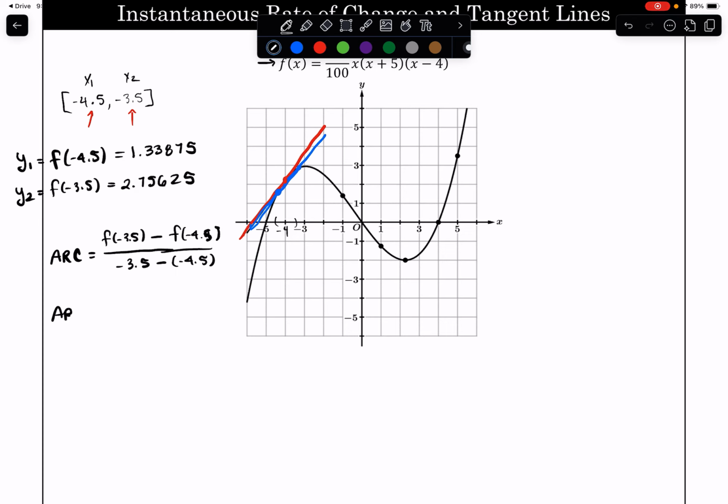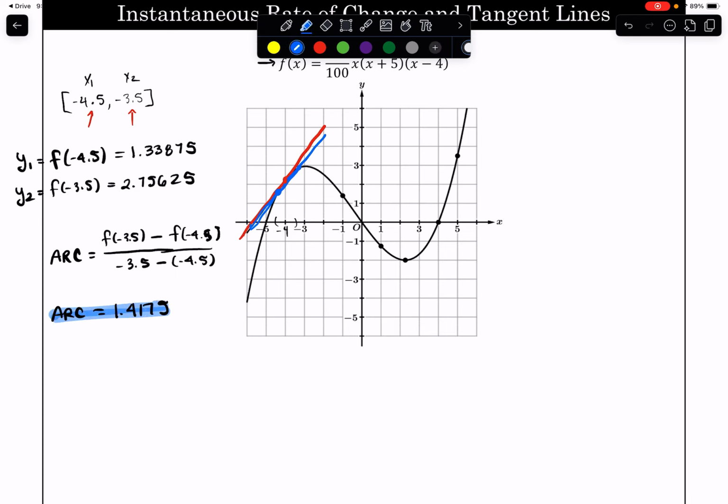We get the following. And remember, I'm plugging this into the calculator. So what I plugged into the calculator is, for this, I plugged in that number, and I subtracted again the f of negative 4.5, which is this number right here. So I did this minus that, and I divided that by negative 3.5 minus negative 4.5, my x2 minus my x1. And we get the number 1.4175. Okay, so the slope of this blue line, let me highlight it.